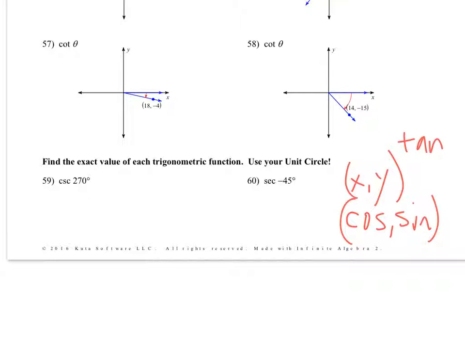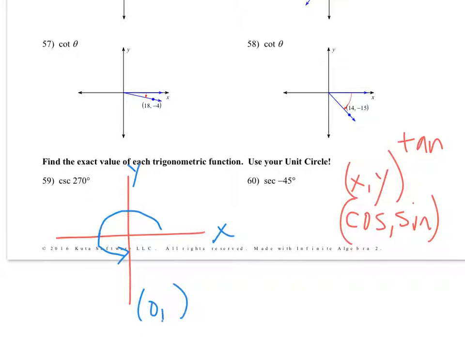So we got cosecant of 270. So if you think about 270 on the unit circle, where's 270? Well, there's 180 and another 90. So we're right down here. This is the x-axis and the y-axis. We're on the negative y-axis right here. So if you think about the coordinates at this spot, the coordinate is 0, negative 1. The tangent is undefined.